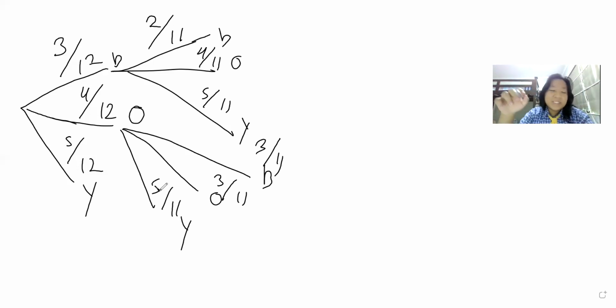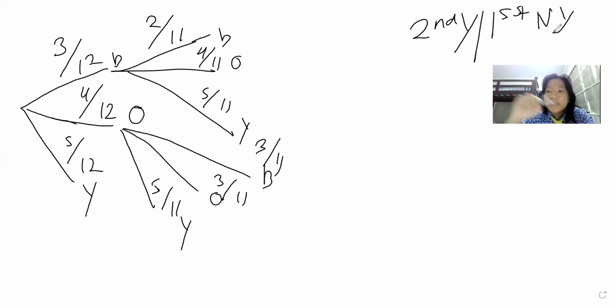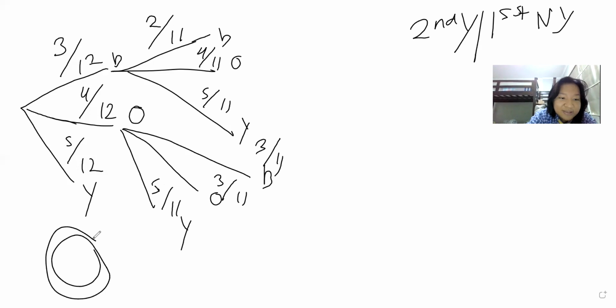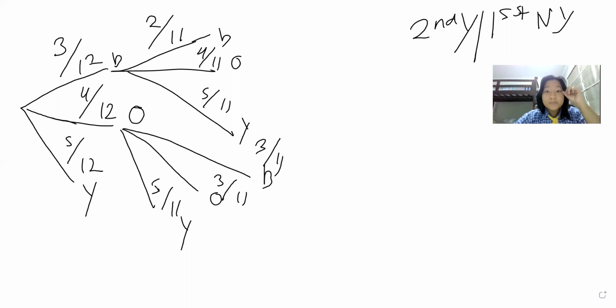I will go back to the question. The question is second being yellow, given that the first one is not yellow. If the first one is not yellow, I will not be including this segment. So I will directly use these ones instead. Okay, let me erase this. Very ugly. And now for the calculation.